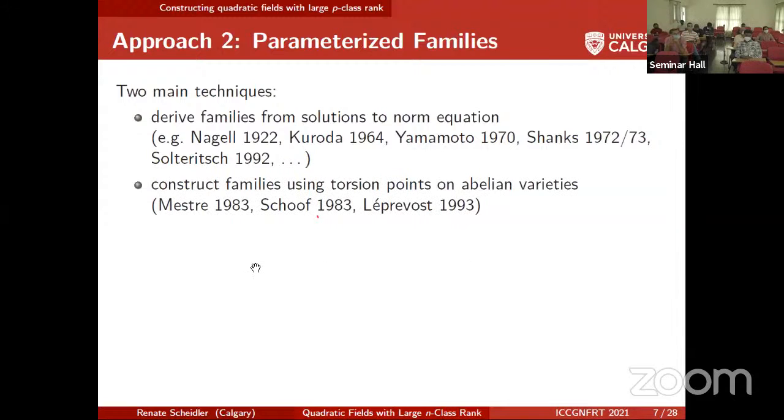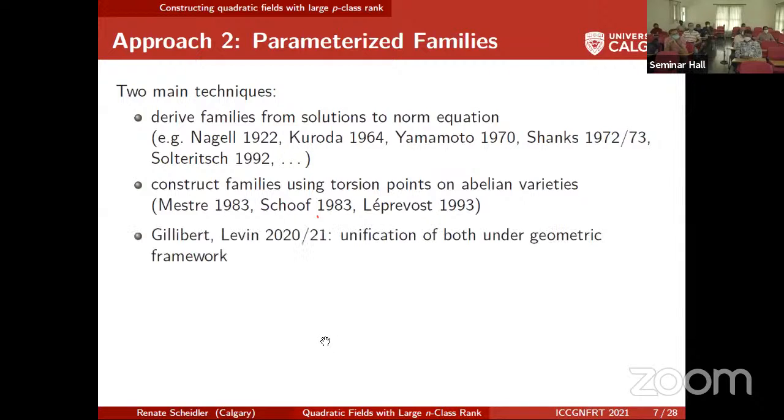Another approach to constructing such families is using geometric methods related to curves, elliptic and hyperelliptic curves. This was done by Mestre in 1983, by Schoof also in 1983, and by Leprevost in 1993. And you basically use torsion points on curves or on abelian varieties. Those are the two approaches.